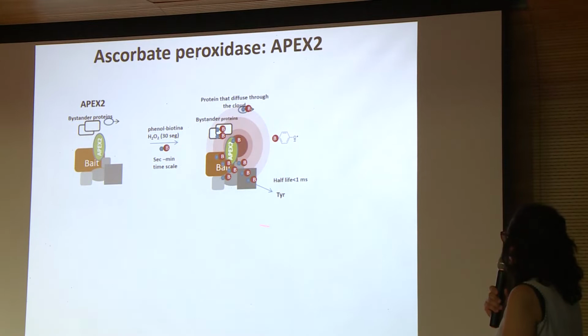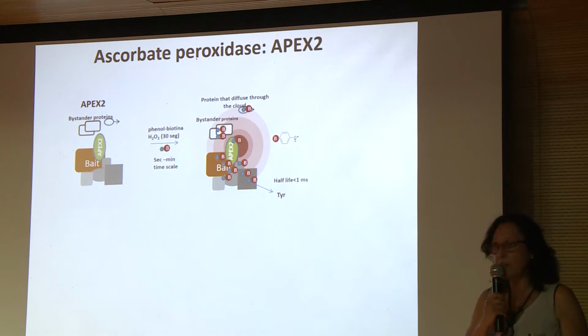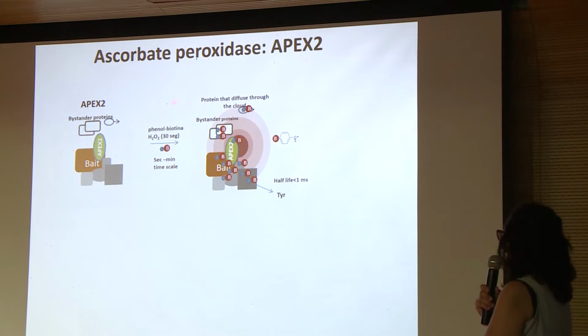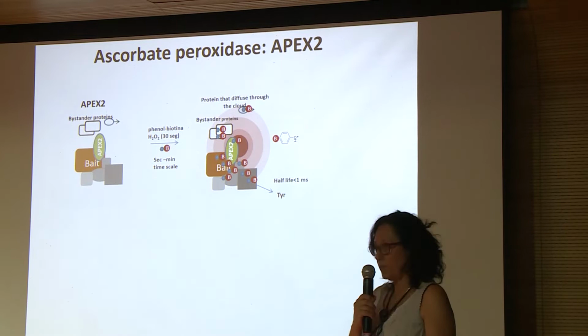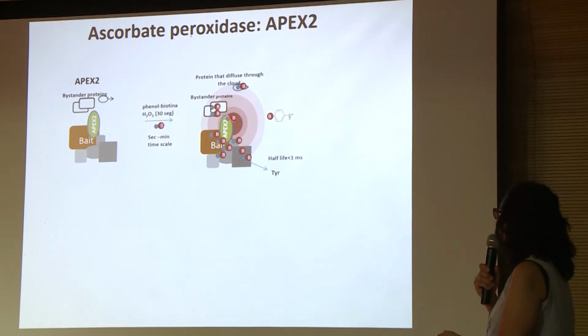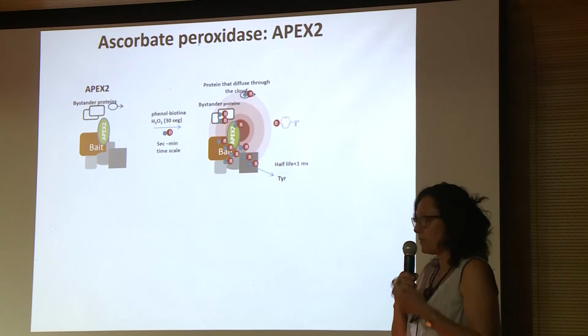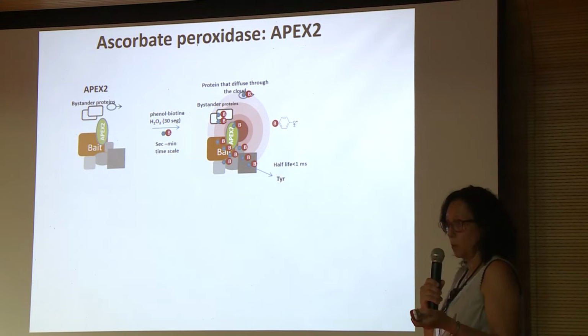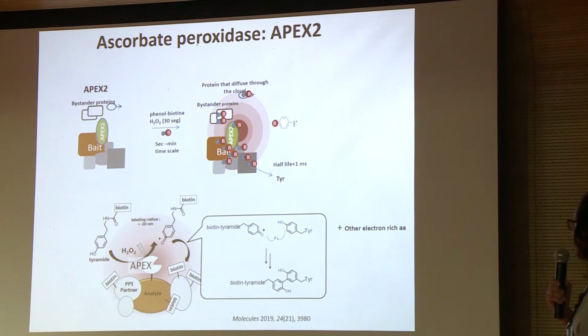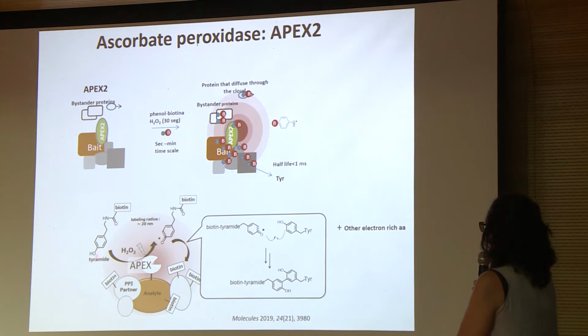There's a cloud of reactive phenoxyl radicals that introduce this biotin label in the proteins in the surroundings, and mainly in this case, the residues modified by this radical are tyrosine residues. It can be others, but tyrosine is by far the most frequently modified, and in our hands is almost the only one we could find in this kind of experiments. So, just to see what happened here. We have the biotin tyramide that in the presence of peroxide and the APEX enzyme generates this radical, and this radical reacts with tyrosine and other electron-rich amino acids to form this compound covalently bound that carries a biotin.